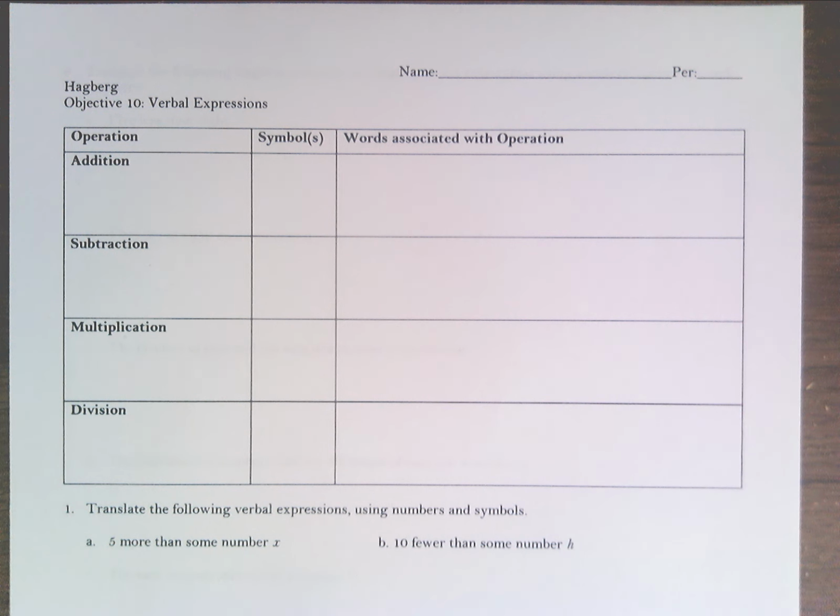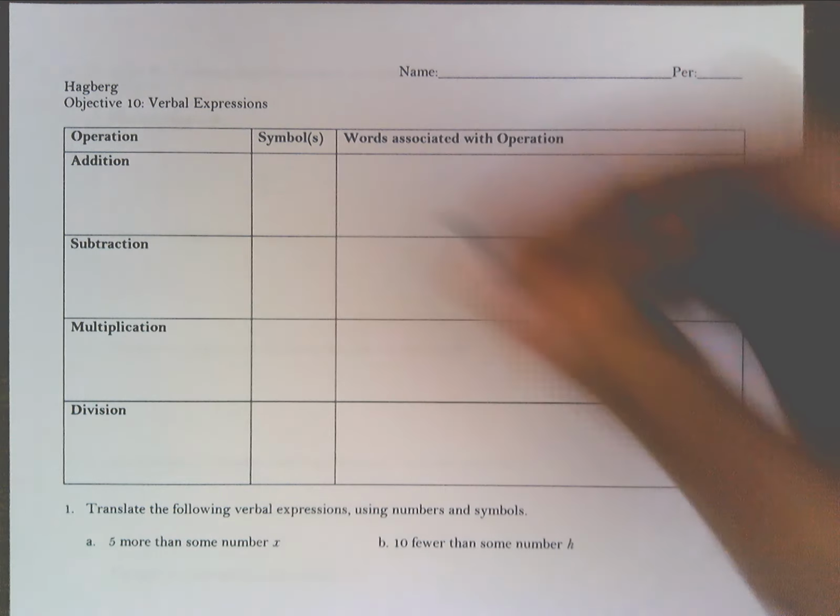All right, here we go with the first objective of our next unit, Unit B, which talks about percents, word problems, and expressions. We begin with Objective 10, which first starts off with verbal expressions. So I want to talk about what each of these verbal expressions are and how we can translate them into mathematical expressions. So looking at this first one, we have addition.